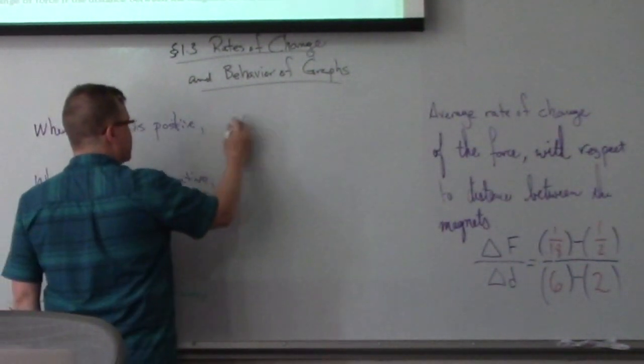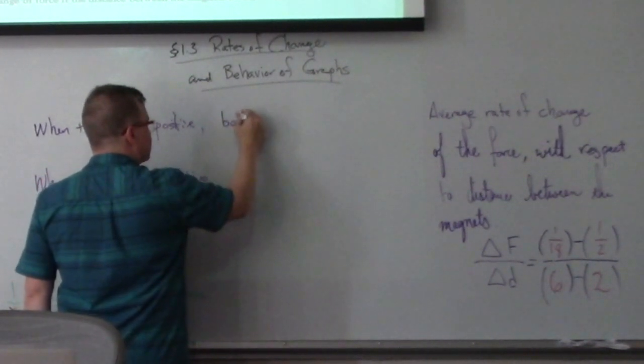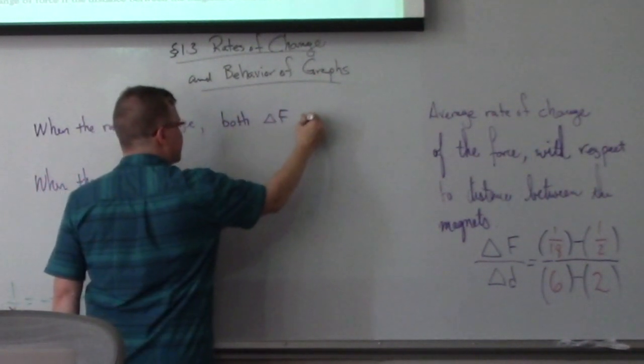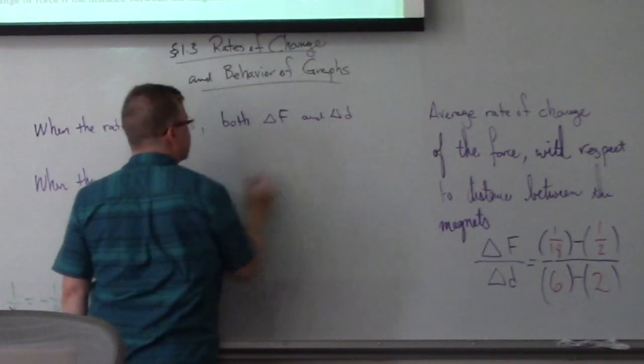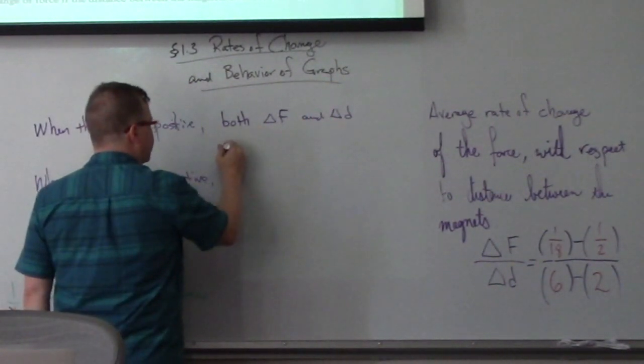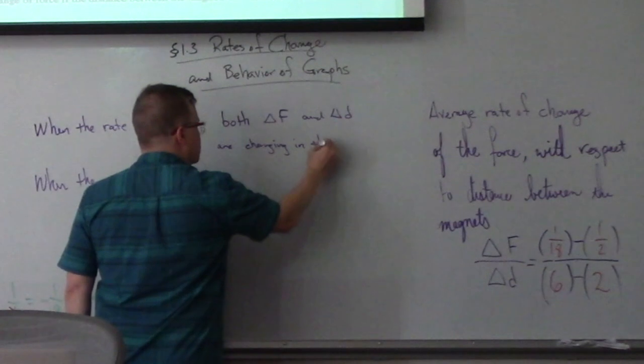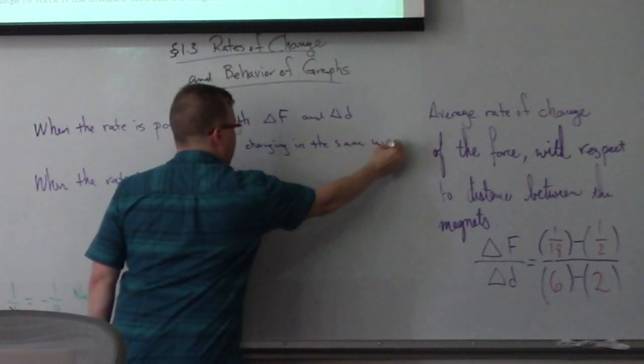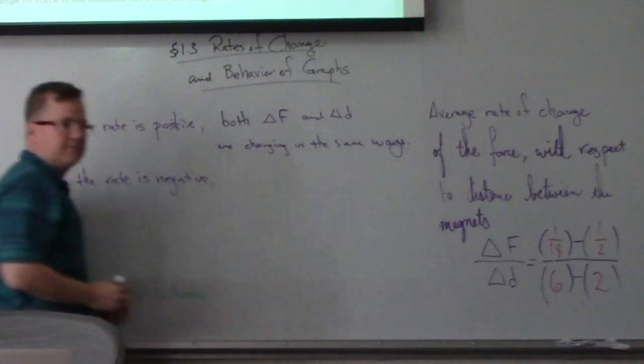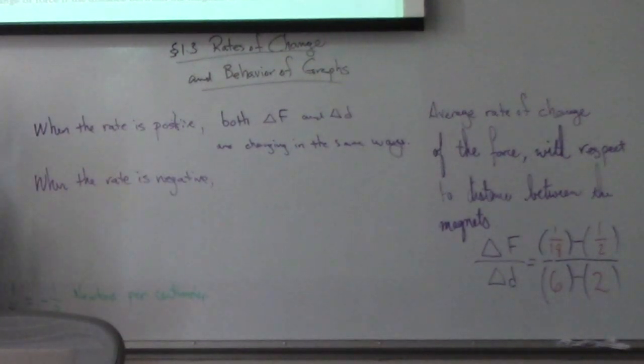So when the rate is positive, that tells you that both delta F and delta D are changing in the same way. So if D increases, then F increases. And vice versa. If D decreases, then F decreases.